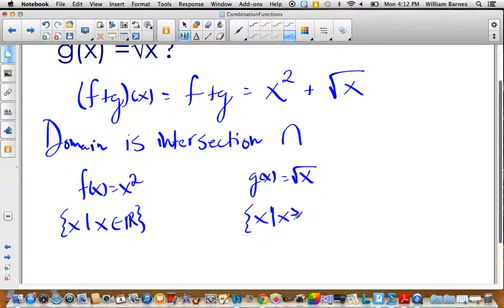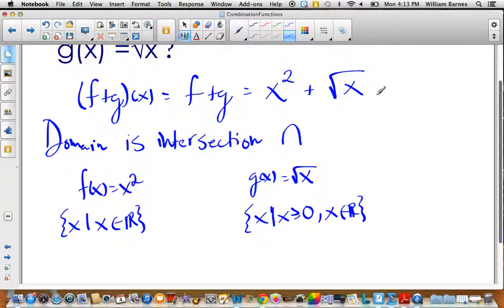X is greater than or equal to 0, and x belongs to all real numbers. So if you look at this guy, since x squared can be anything, in terms of your x, it can be anything, and this guy is really going to be your limiting domain, so to say. So when I look at what overlaps, well, this has the positive numbers, so does this one. So 0 and everything greater than 0, and then 0 and everything greater than 0.